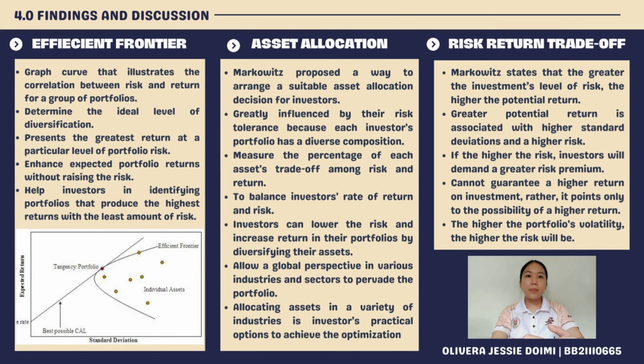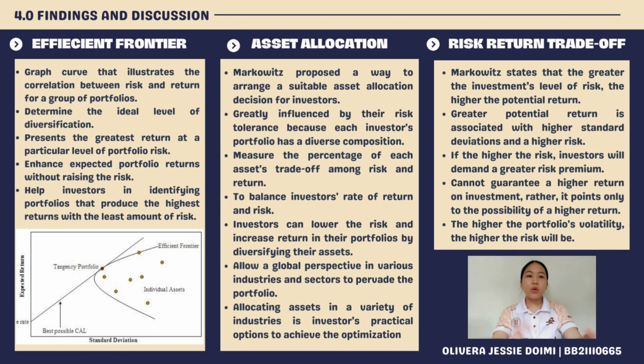Next, the main component in Markowitz portfolio theory is the efficient frontier. An efficient frontier is a graph curve that illustrates the correlation between risk and return for a group of portfolios and can be applied in several methods. Therefore, the issue of determining the ideal level of diversification can be resolved by the efficient frontier graph.